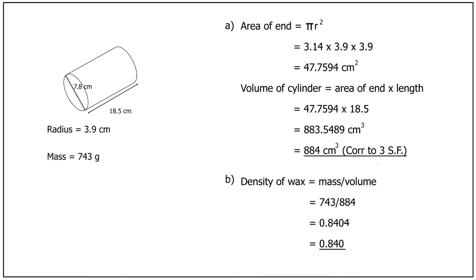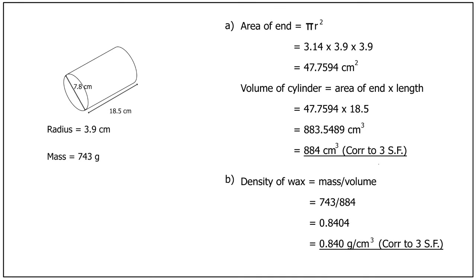To get the density, we divide the mass by the volume. So that's 743 divided by 884. And that comes to 0.8404, and again we'll correct that to three significant figures, giving 0.840. But what about the units? Well, we divided grams by cubic centimetres, so the units are grams per cubic centimetre.